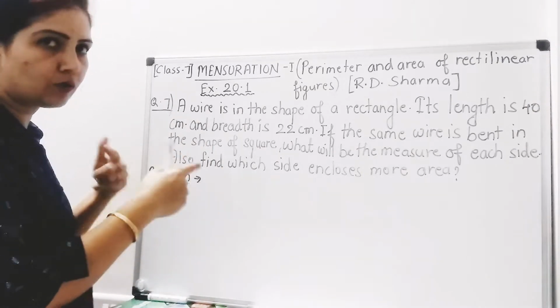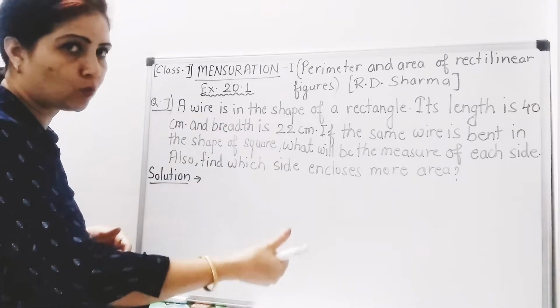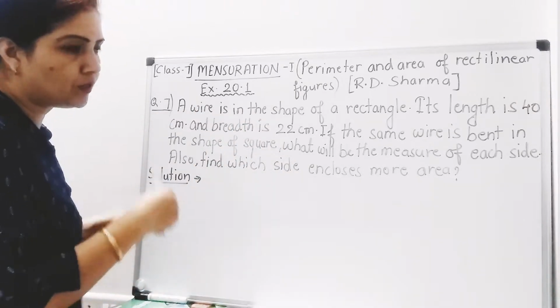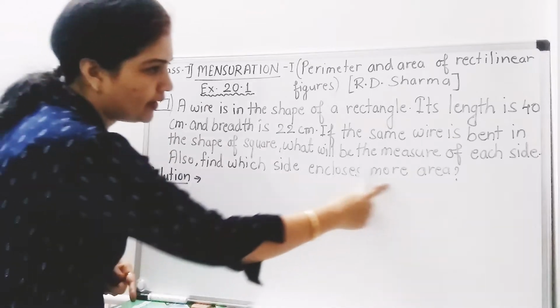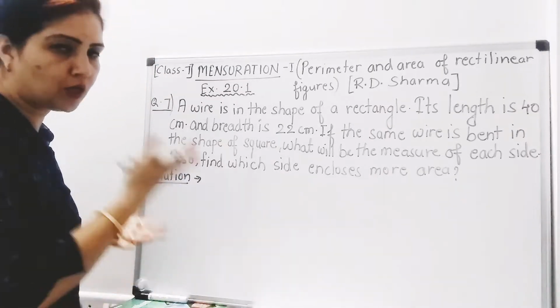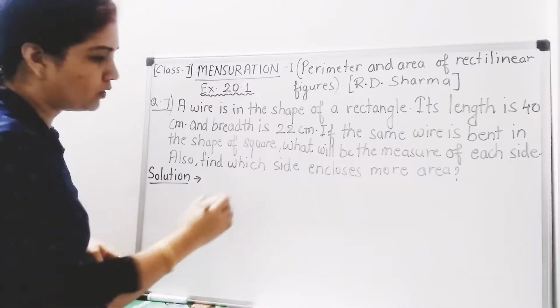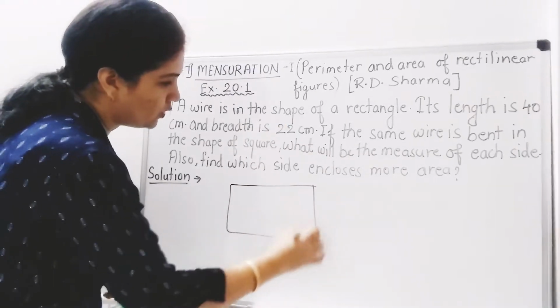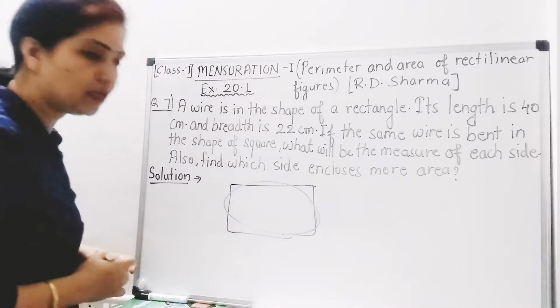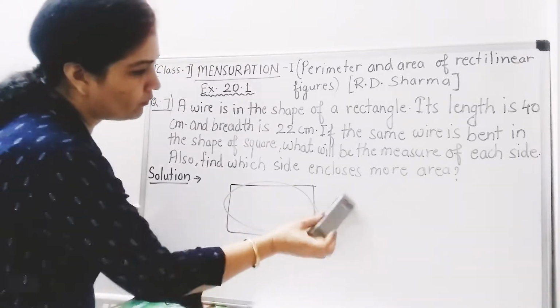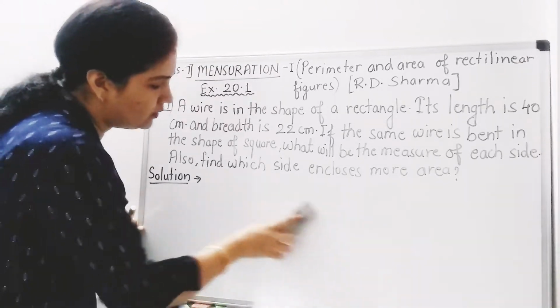And second thing, we have to find out the area of both the shapes, when it was square and when it was rectangle, and then we have to see which area is greater. That will tell you which shape is enclosing more area. Okay. So for that, we will find out the perimeter, because if there is a wire, if you find out how much wire it is, it will be easy for us to find out the side when it is in a square shape.